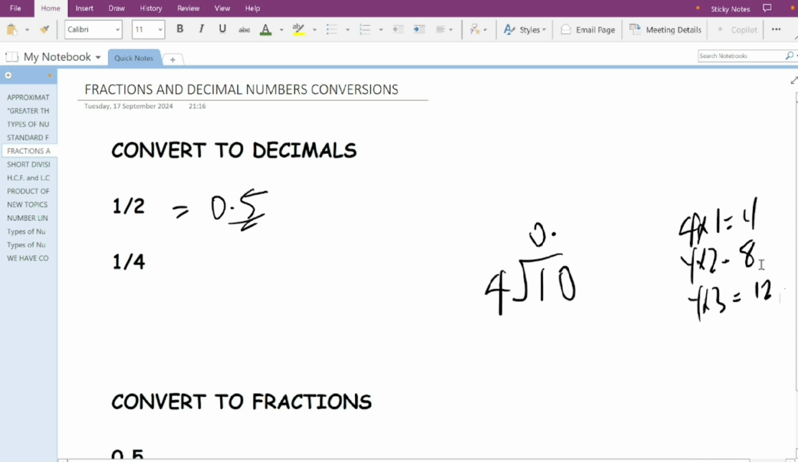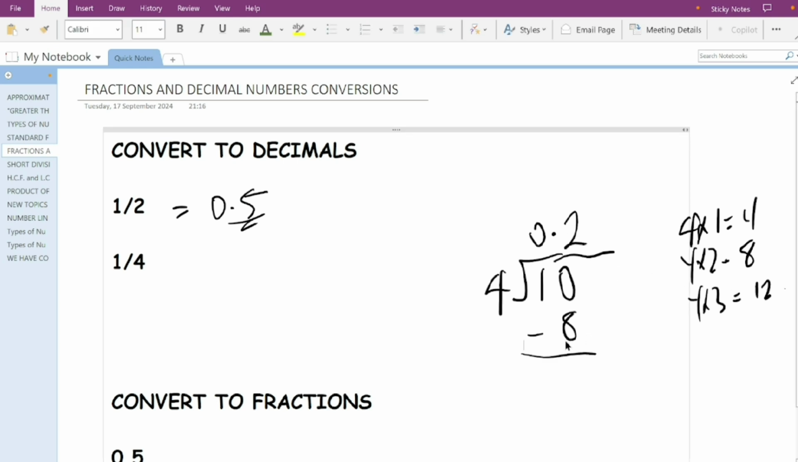So we use 4 times 2, which is 8. We need to multiply 4 times 2 to get 8. So we use 2. Then you have your 8 under the 10. That's subtracting the result of multiplying 2 by 4. You write it here. Then 0 minus 8 is impossible. You borrow 1 from here. You make it 10. 10 minus 8 is 2. So we have this 2 here.